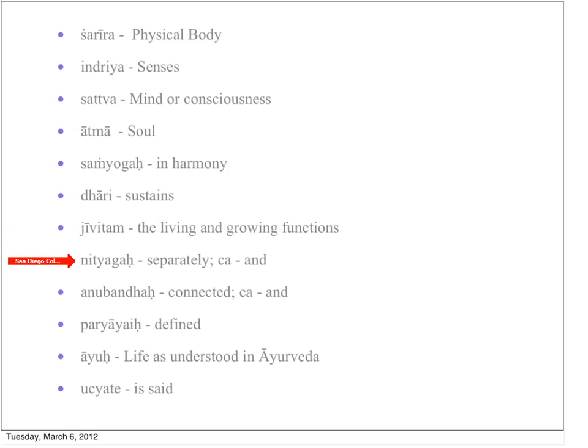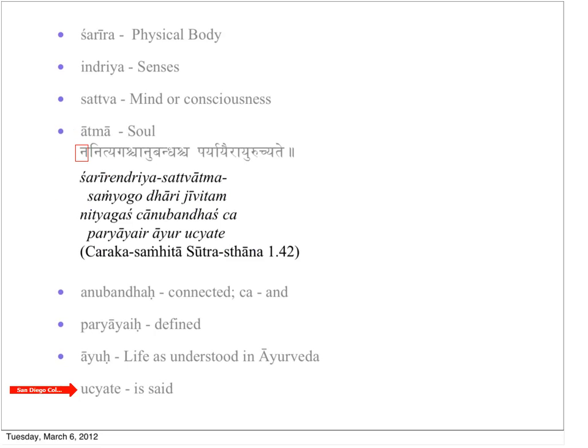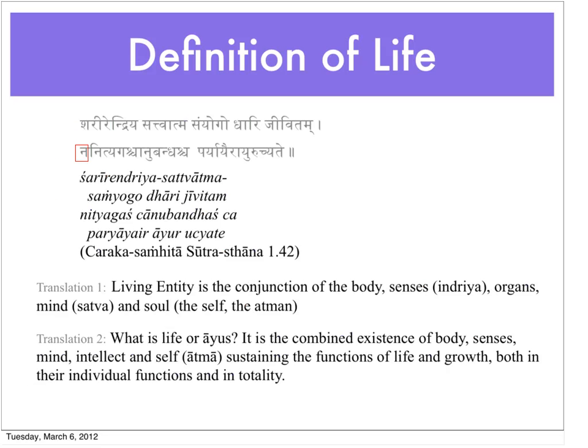Nityaga means separately, individually. And anubandha means in their connected form, in their together form. Pariyayahe means by these things it is defined. And ayuhu means life, life as understood in the word Ayurveda. Uchyate, it is said. So, taking all of these synonyms, we come up with this translation.